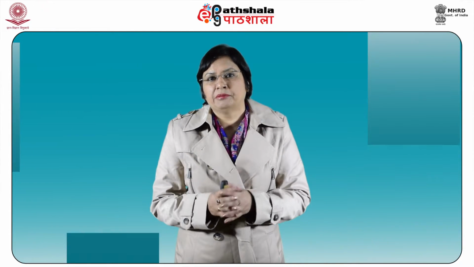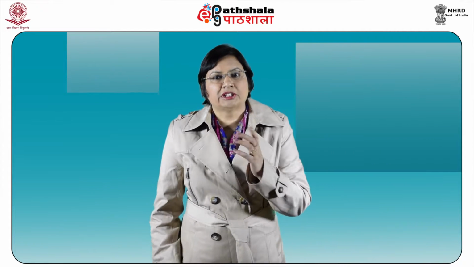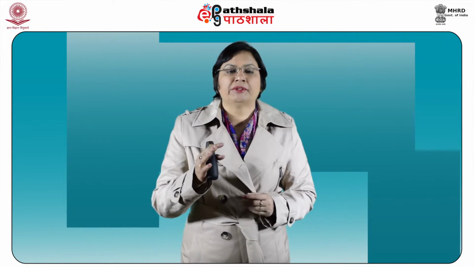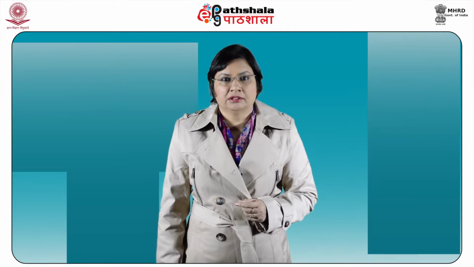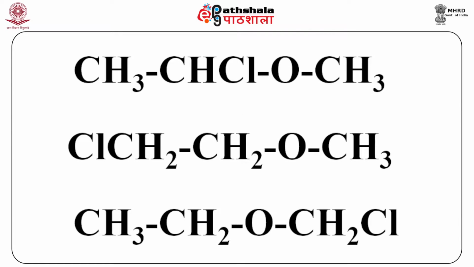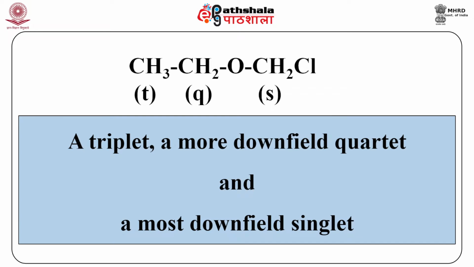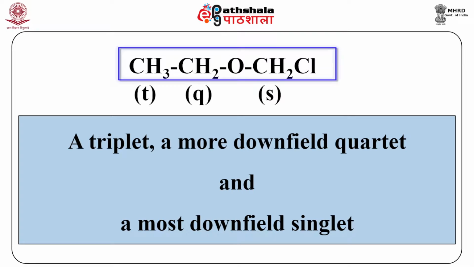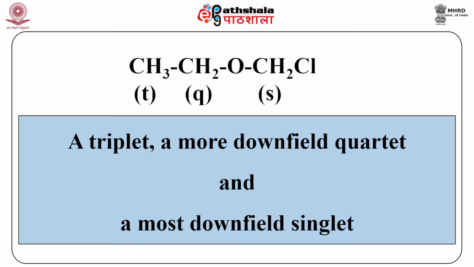How is PMR used to establish on which carbon monochlorination of methyl ethyl ether occurs? Now if you look at the structure of methyl ethyl ether as shown here, there will be three possible products. You can have the chlorination happening on methyl, and as a result you will get CH3CH2OCH2Cl. In this case there will be a triplet, a more downfield quartet, and a most downfield singlet that you will be observing.